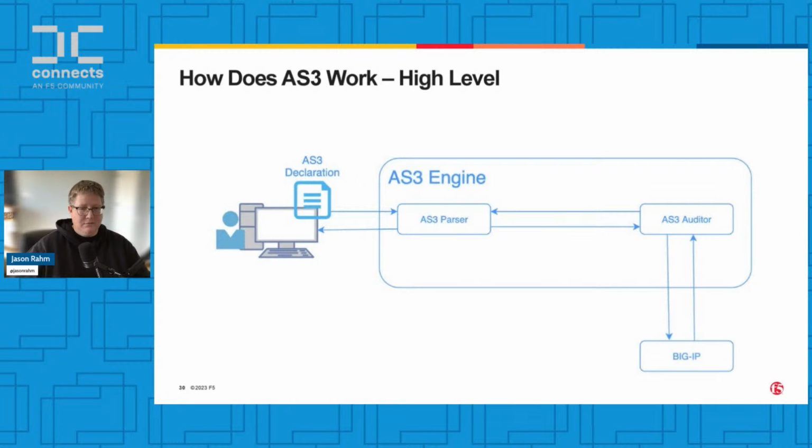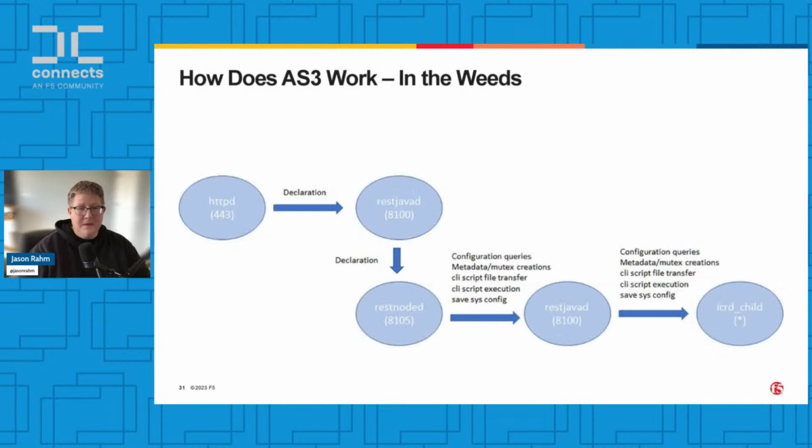Then that will do all the work in the iControl node daemons, which will work in conjunction with the REST daemons, and then do what it needs to do with MCPD on the configuration side. And so at a deeper level, you can see that your HTTP listener on 443 that you've sent this declaration to goes over to REST JavaD, which is listening on 8100. That declaration then heads over to the node process, and it does what it needs to do. Then it's interacting back with the REST JavaD process, and then goes down into the lower level config daemons on Big IP.